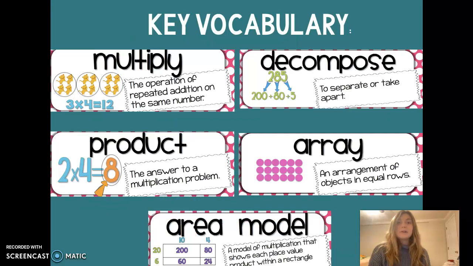Some key vocabulary for this lesson is multiply, which is the operation of repeated addition on the same number. Decompose, to separate or take apart. Product, the answer to a multiplication problem. Array, an arrangement of objects in equal rows. Area model, a model of multiplication that shows each place value product within a rectangle drawing.